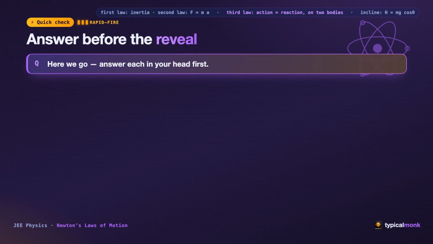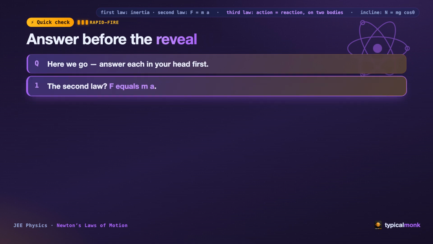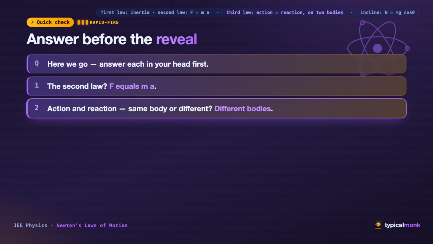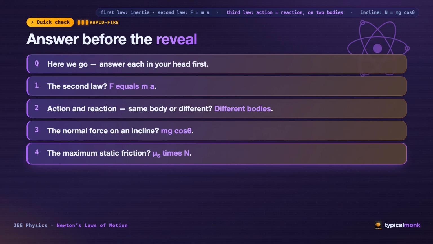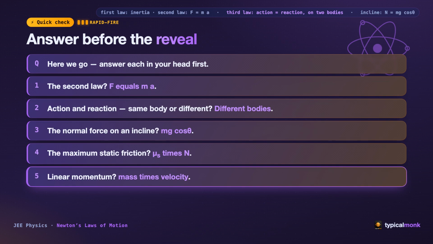Now test yourself. Answer in your head before the reveal. That is how speed is built. Here we go. Question 1. The second law, F equals ma. Question 2. Action and reaction. Same body or different? Different bodies. Question 3. The normal force on an incline, mg cosine theta. Question 4. The maximum static friction, mu s times N. And question 5. Linear momentum, mass times velocity.